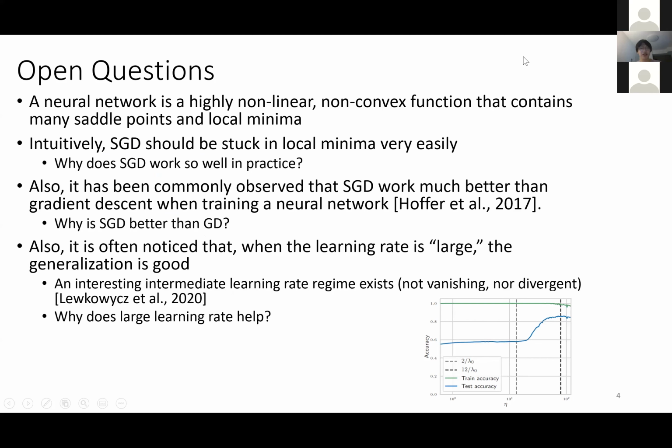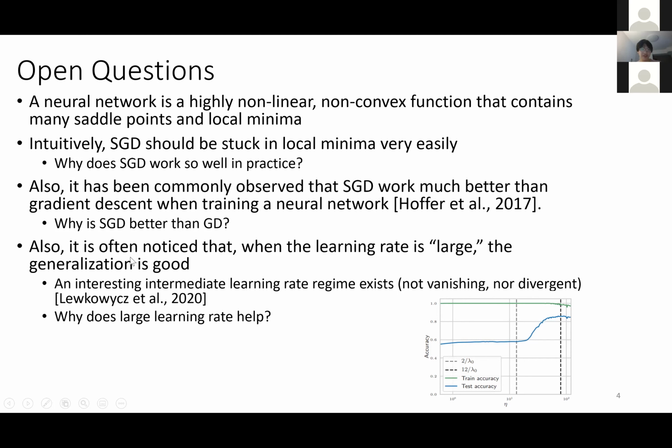So what are the open questions? Well, a neural network is a highly nonlinear, non-convex function that contains many saddle points and local minima. Intuitively, SGD should be stuck in local minima very easily. So one question here would be, why does SGD work so well in practice? Also, it has been commonly observed that SGD works much better than gradient descent when training a neural network. So another crucial question here would be, why is SGD better than gradient descent?